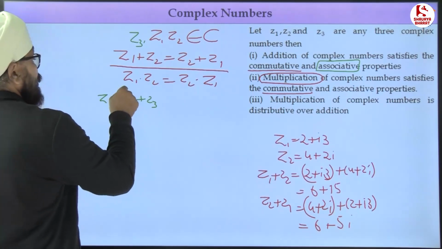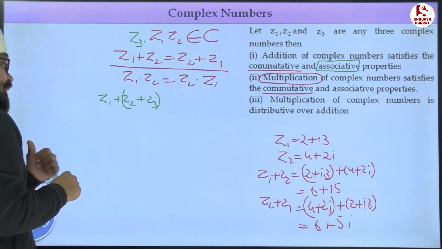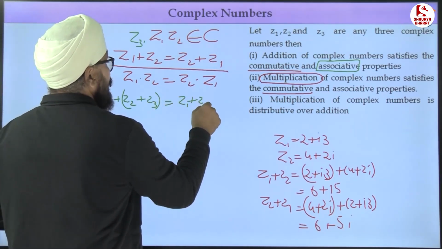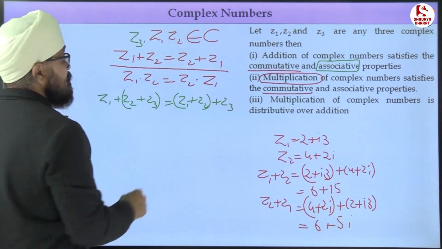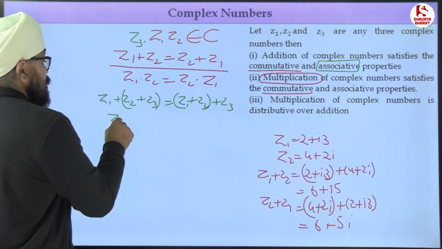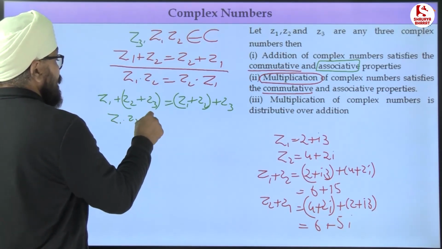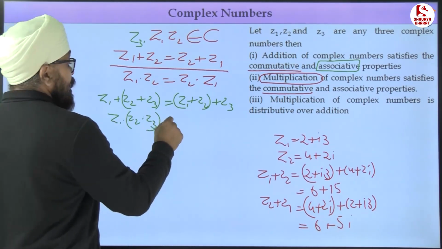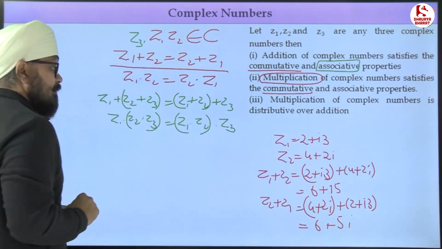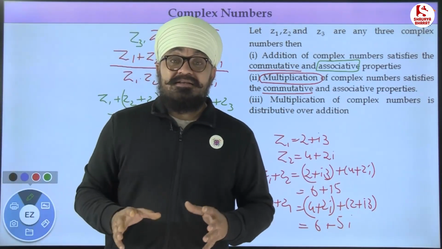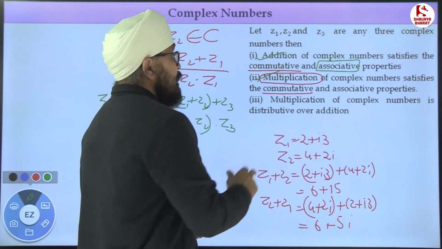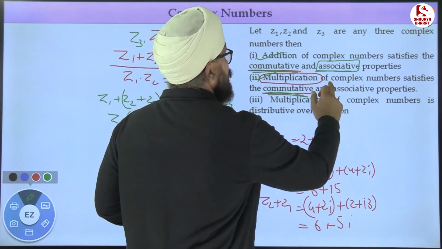So, here either if I go with addition of Z2 and Z3 first, then with Z1, or Z1 and Z2 are added together first and then with Z3, the result is the same. So, it obeys the associative law also. Same is the case with multiplication. Z2 multiplied by Z3 and then multiplied with Z1 gives the same result as when Z1 and Z2 are multiplied and then multiplied with the third complex number Z3. So, for addition and for multiplication, it obeys the commutative and associative laws.